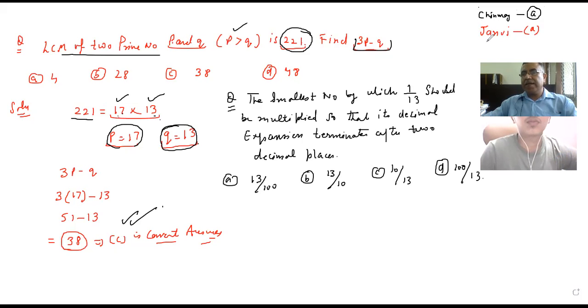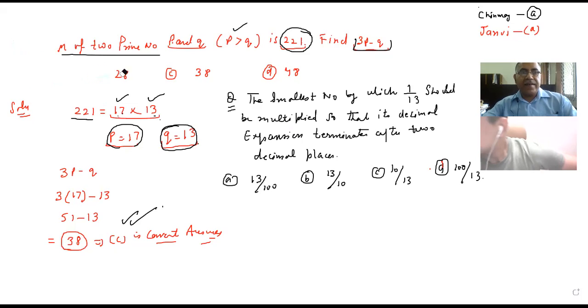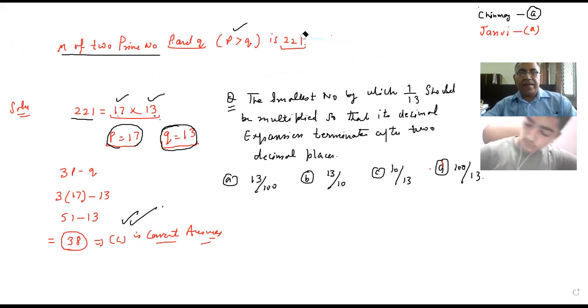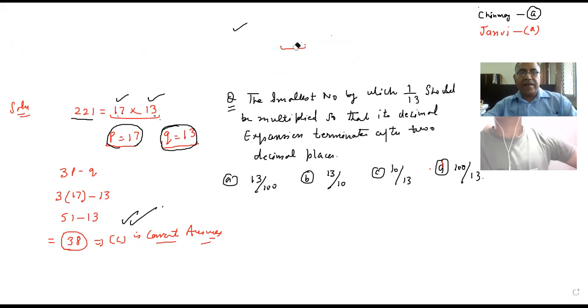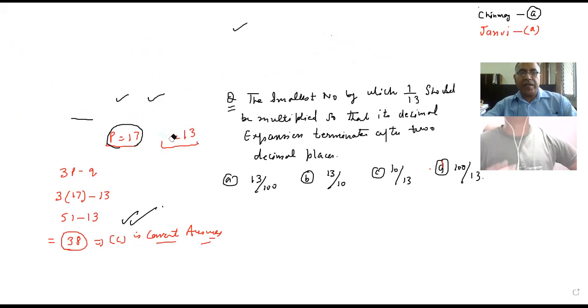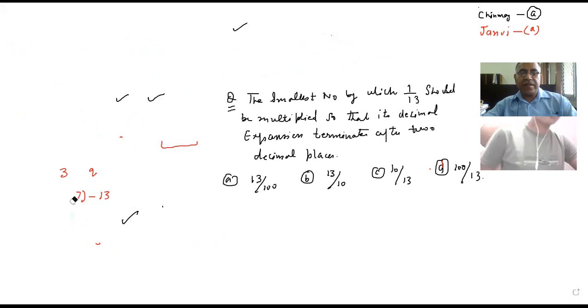Sir, we will let a number P by Q. No, tell me the answer. Which option is the correct one according to you? Sir, option A. Vatsal is also saying option A. Okay, let me solve. Let's check this.